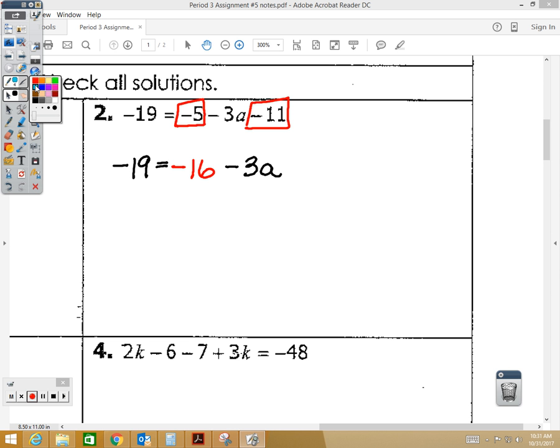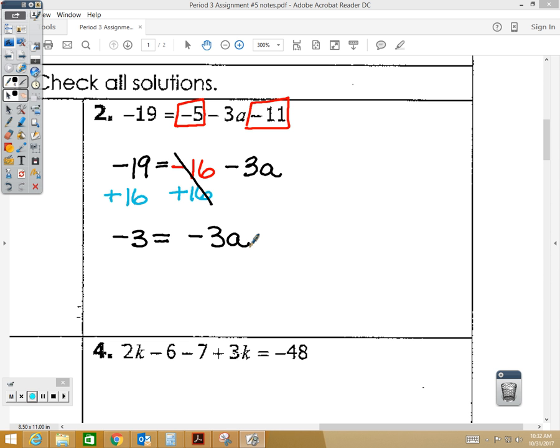I need to get rid of negative 16 first because this 3 is multiplying my variable. And remember, that's your last step. So what would be the opposite of negative 16? Positive 16. Good. So I need to do positive 16 on both sides of my equation. What is negative 19 plus 16? Negative 3. Good. Equals, my 16s are gone, and I'm left with a negative 3a.